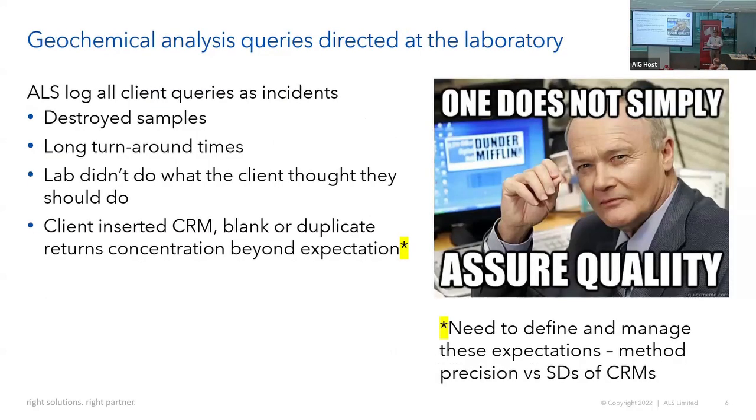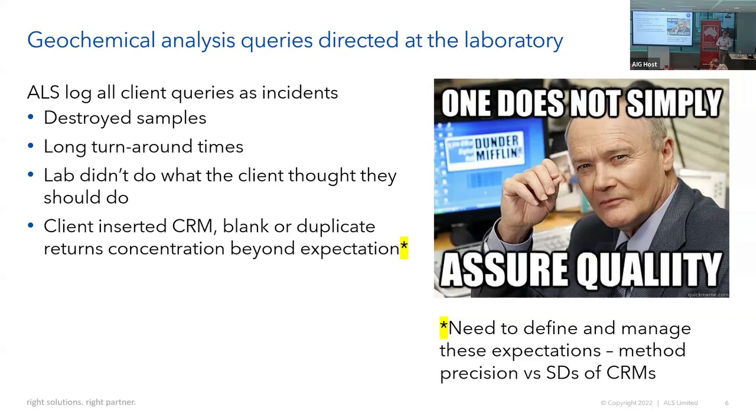Geochemical analysis queries directed at the lab. So at ALS, we log pretty much all client queries as incidents, and these can cover things like destroyed samples, where the sample might have been spilled or maybe lost in transit between labs or on the lab floor. It can be things like sample mix-ups in labelling or sequencing, sample prep issues in drying, crushing, pulverising, splitting, homogenising, contamination, analytical contamination.